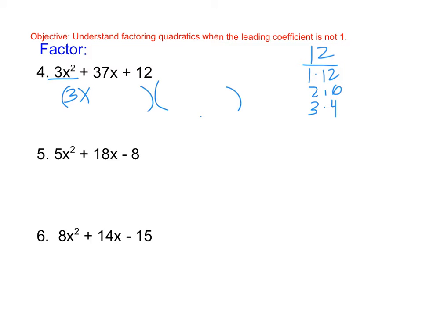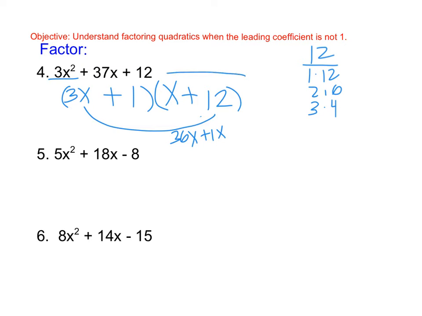So I need to get close to 37. So here, what I said was, oh, well, I know 3 times 12 is 36. If that's a 12 and that's a 1, that gives me 36x plus 1x. So that's your answer. So we're just using kind of guess and check and checking out the outer and the inner. What will they need to add up to?